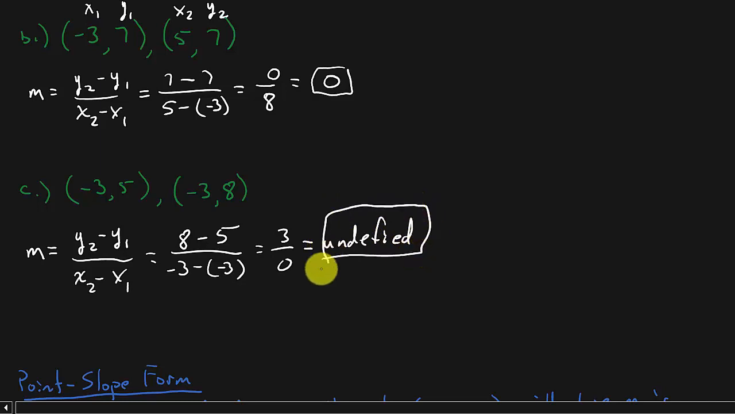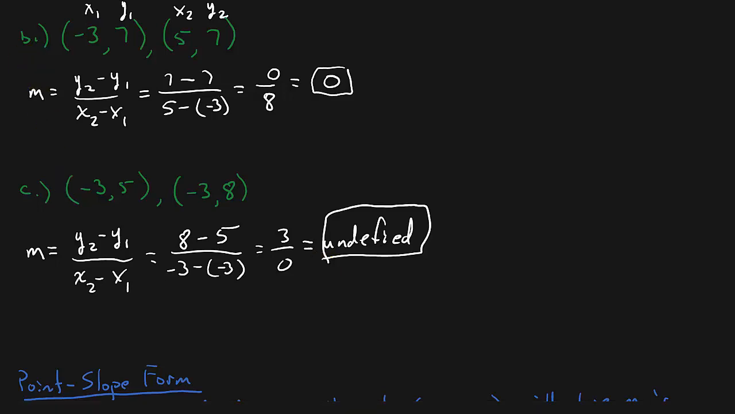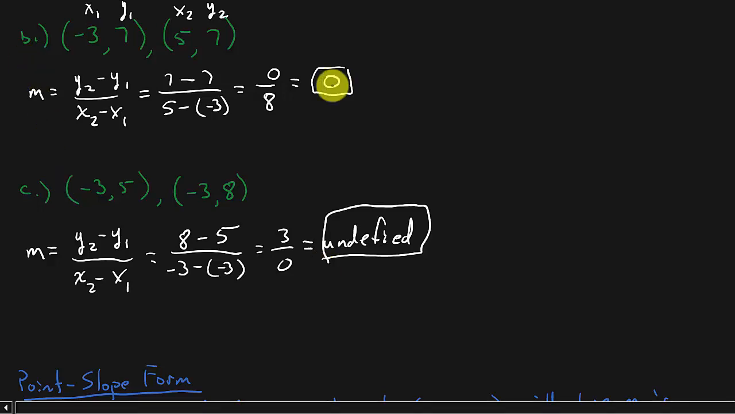Now, let me go back and say a little bit more about parts B and C. With the slope of 0, this is a horizontal line. And this, with the undefined slope, is a vertical line. All right?